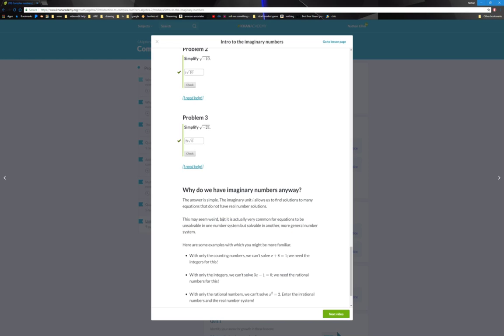This may seem weird, but it is actually very common for equations to be unsolvable in one number system, but solvable in another, more general number system.